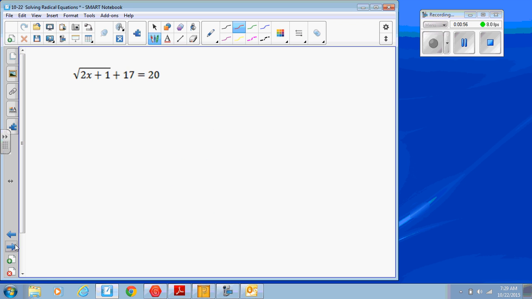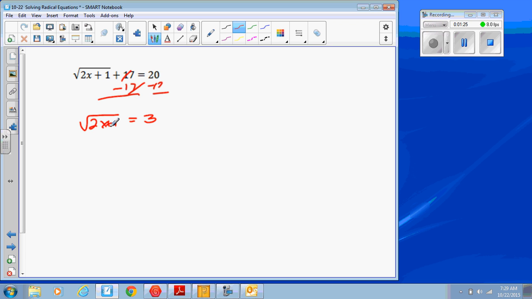Okay, so from the homework tonight, the first one is this one here. This is number 1 on the homework. We have a square root symbol right here, which we have to eliminate. But before we square both sides, we have to deal with the 17. We have to isolate the square root symbol. So I'm going to subtract 17 from both sides, and then these cancel out, and I have the square root of 2x plus 1 equals 3.